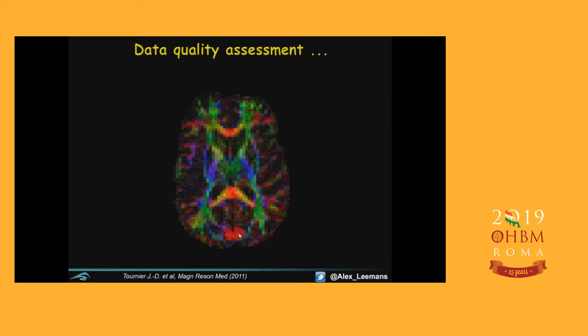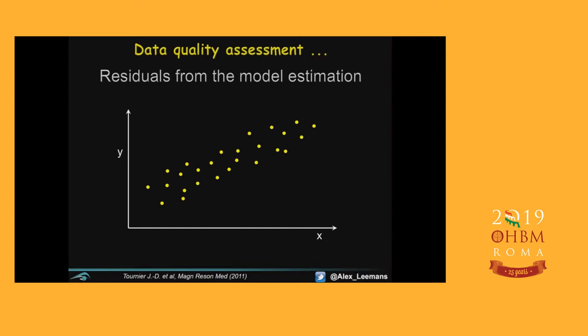So how can I actually assess that this is an artifact and not something genuine, a hyperplasticity thing, right? To do that, you can look at the residuals from the model estimation. What do I mean by that? I'll just give you a toy example. Let's assume I've got these points, X, Y, and these are my measurements, the yellow dots.